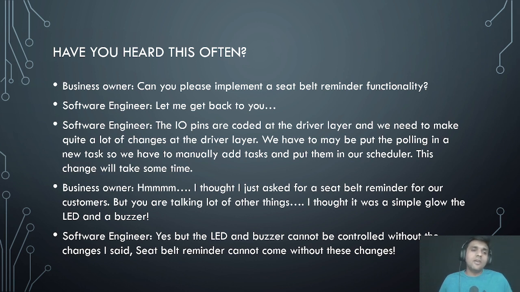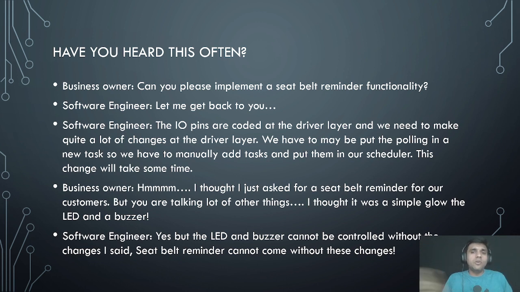So the scenario is like this. This is a business owner who is coming and asking his software team to say, okay, can you please implement a certain functionality? For the sake of simplicity, I have used the seat belt reminder as a functionality here. And the software engineer comes back and says, okay, I can do it, but then there's a huge estimate that I have. It's a substantial amount of time that I would need, because the IO configuration in my software is so rigid. I'll have to do a lot of changes there.